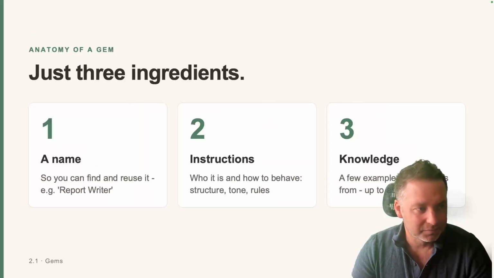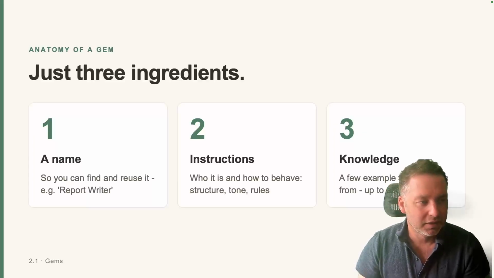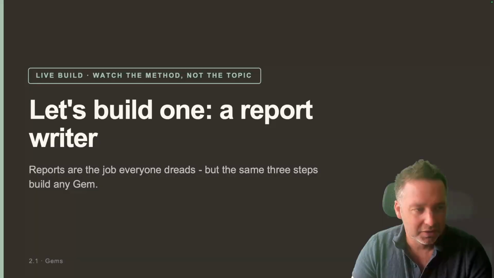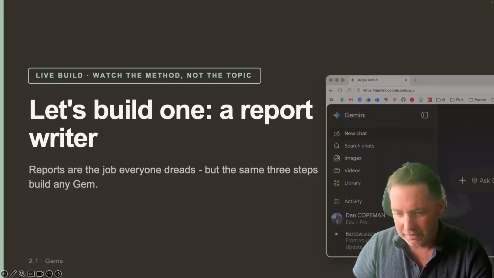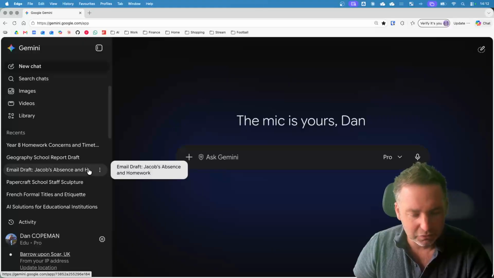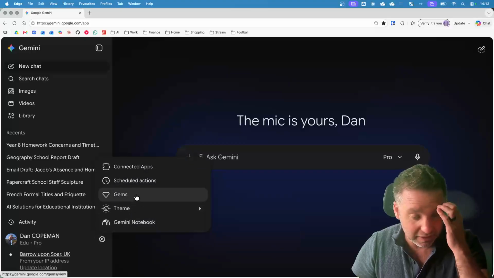So these are ideas, and all you need is three things. You need to give it instructions, some knowledge, which is the important bit, and a name so you can organize, because if you're like me, you'll end up with quite a lot of these agents or gems. So let's build one in Google. In Google, they're a little bit hidden, which I think is part of the reason a lot of people haven't used them loads. But if you click on the settings at the bottom, you can see gems.